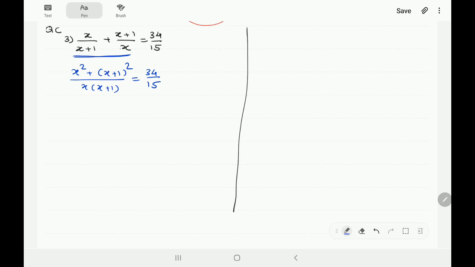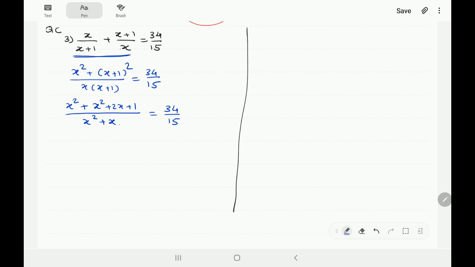And now I'll simplify, expand, so it is x square plus x plus 1 the whole square, hope you know it is x square plus 2x plus 1, a plus b the whole square, right? a square plus 2ab plus b square upon multiplication of these two, it is x square plus x is equal to 34 upon 50. Hope you understand. Now let me simplify, then again shifting 15 this side and this part that side.